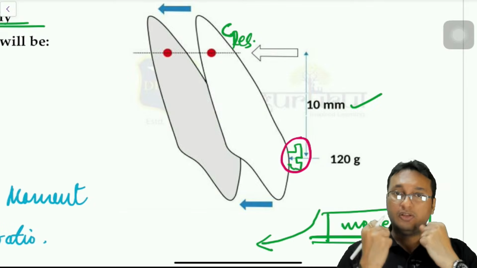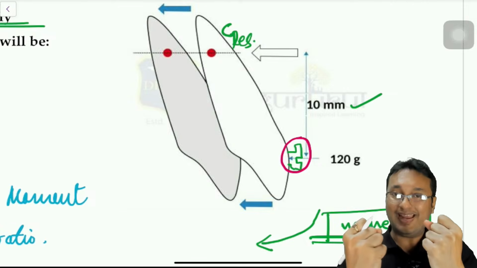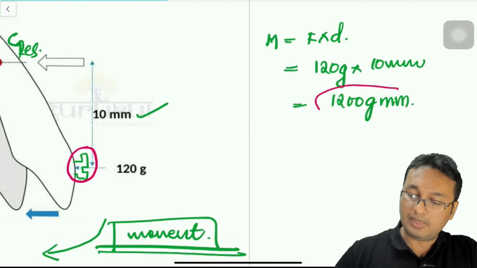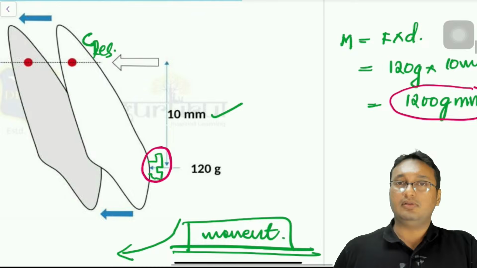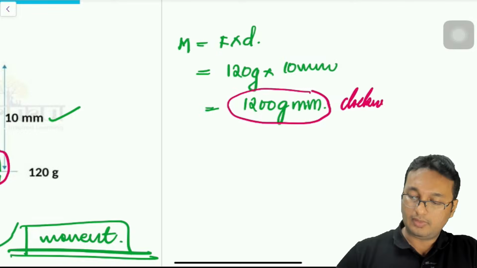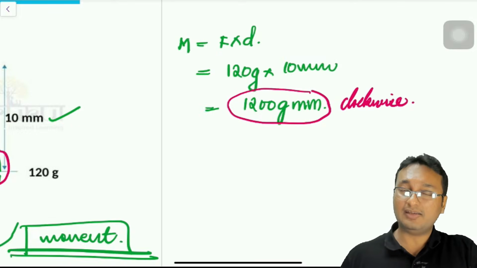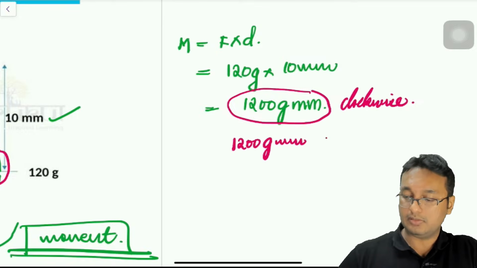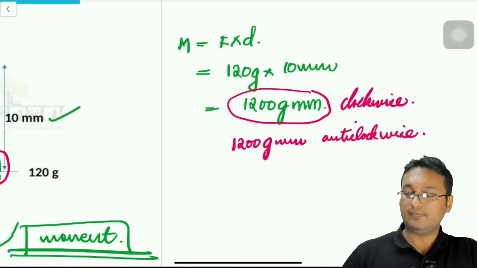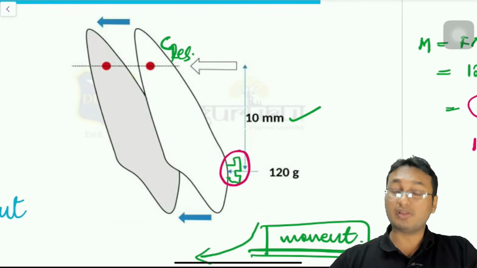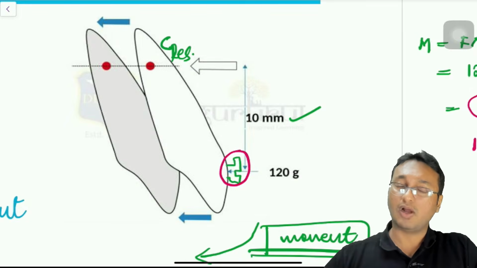To allow bodily tooth movement, please listen to me carefully again. To let the tooth move bodily, this moment of 1200 gram millimeter, in the clockwise direction, has to be counteracted by yet another type of moment. That is called counterbalancing moment. Did you get what I said? The moment generated at the bracket slot to counteract the tipping moment is called counterbalancing moment.